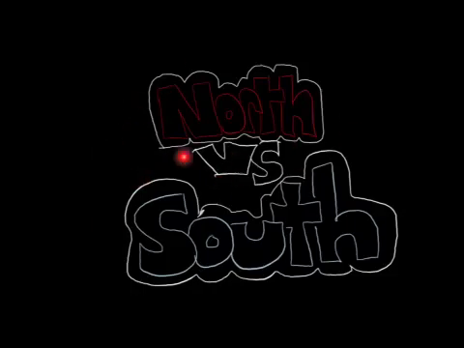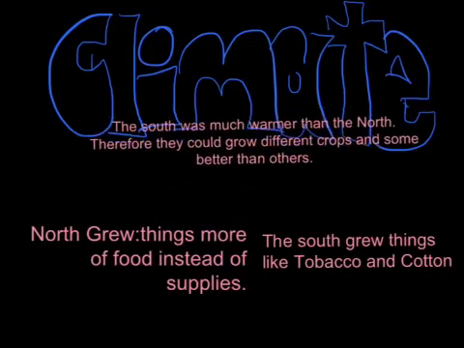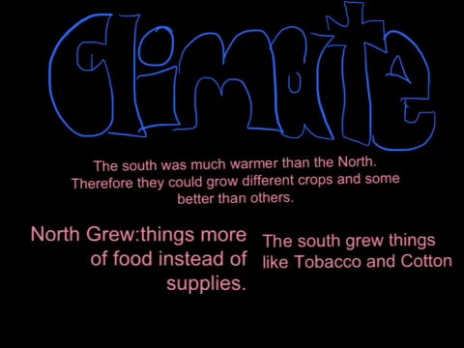North versus the South. Differences. The climate. The South is much warmer than the North, therefore they grow different kinds of crops, and some better than others. Because of these different crops, the South had more slavery because they needed slaves to pick all the cotton off the plants. And that's why the North was against slavery, because they didn't have use of slaves in their area.